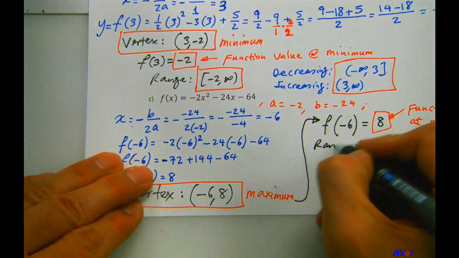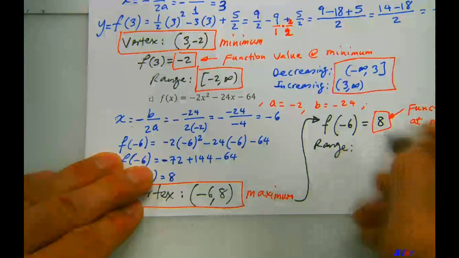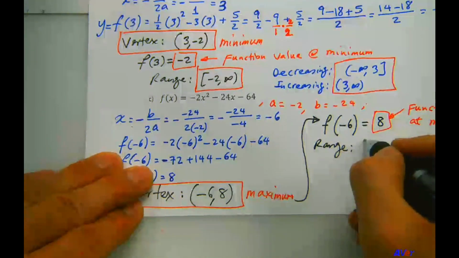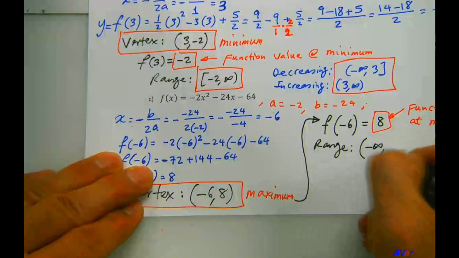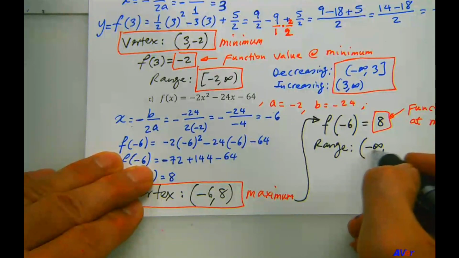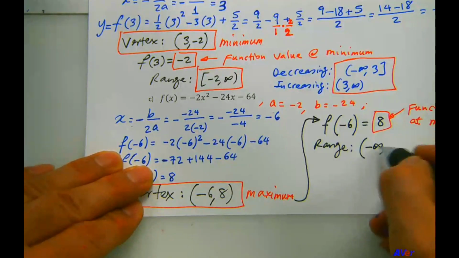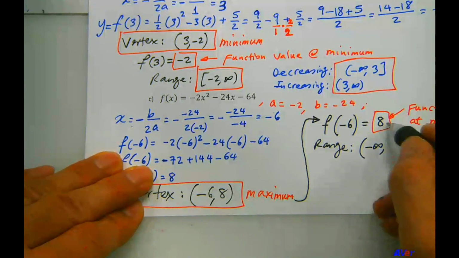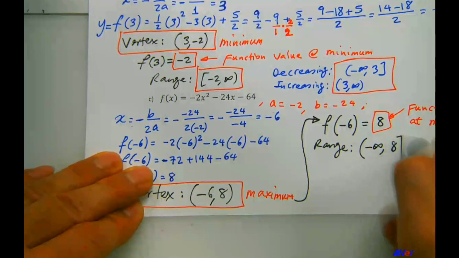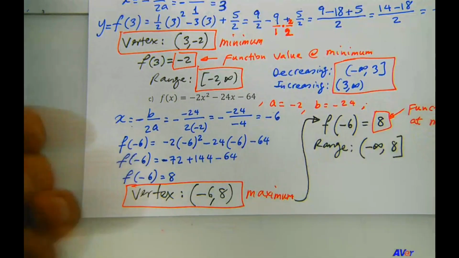The range of this function is equal to (negative infinity, comma. The smaller number is always written first, and then the larger number. So it's coming up from negative infinity, reaching a maximum of 8, bracket. Okay, that's the range.